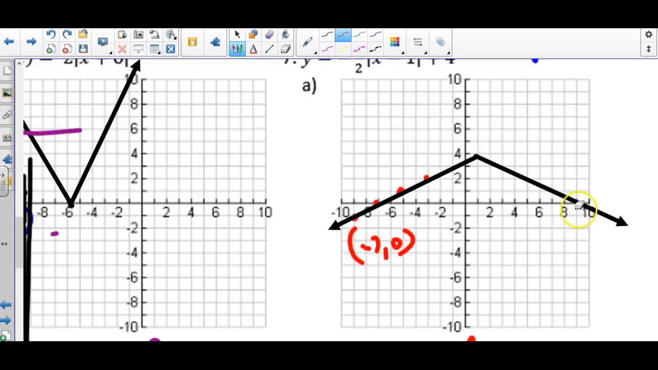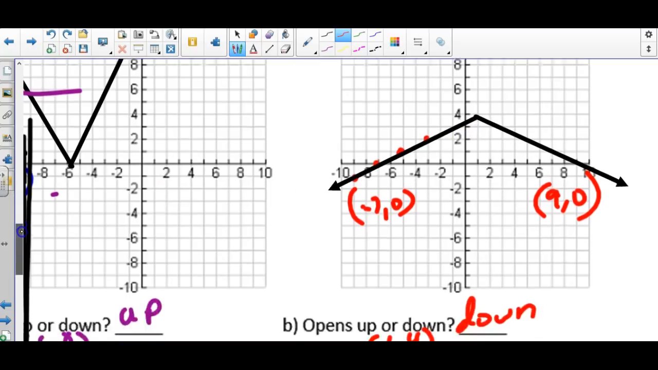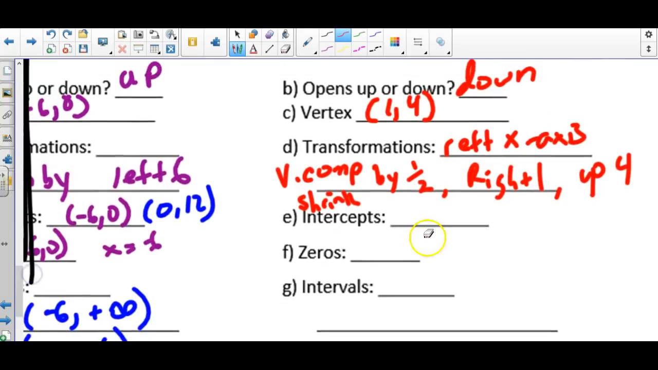That should be -8, -9. So you have 9, 0. Those are the x-intercepts. Okay. Let me check down 1 over 2. Boom. Okay, cool. Now for this y-intercept, we got to find that. -7, 0. And 9, 0.